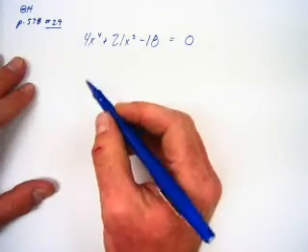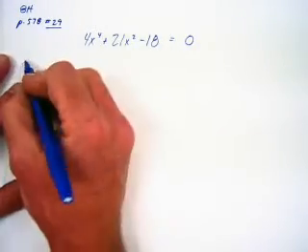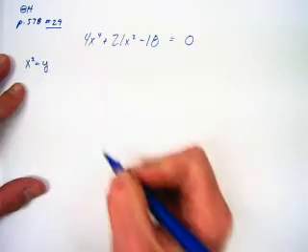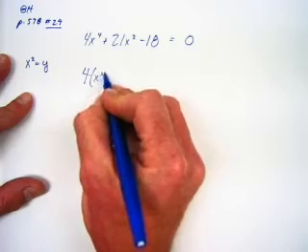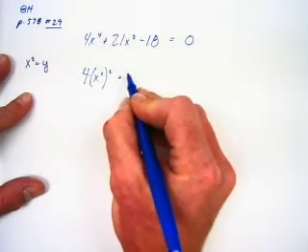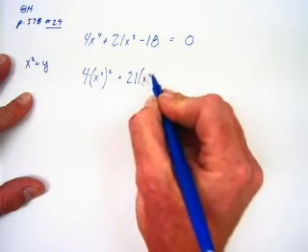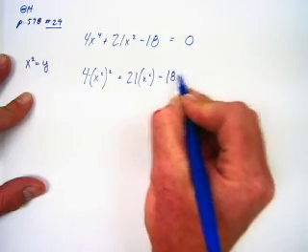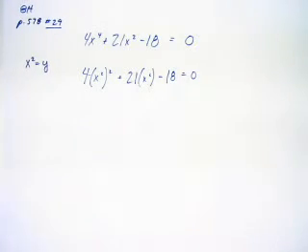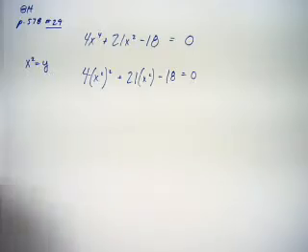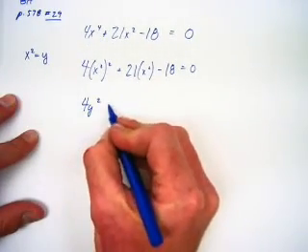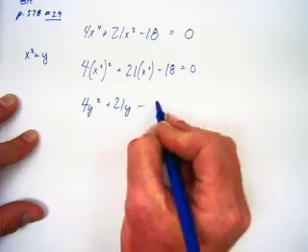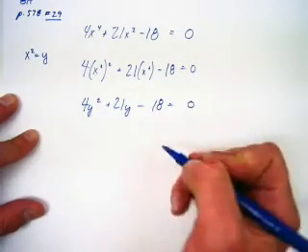In the book they say make x squared equal y. So let's try it that way. If I rewrite this as 4(x squared) squared plus 21(x squared) minus 18 equals 0, now I'm just going to sub in y for those x squareds. So now I have 4y squared plus 21y minus 18 equals 0.